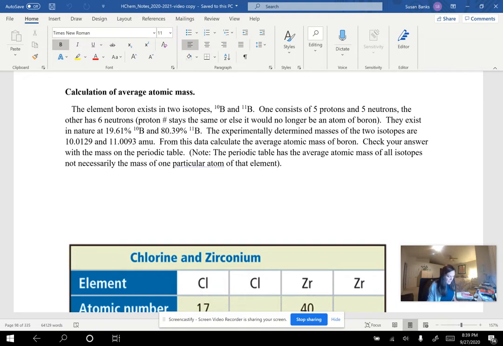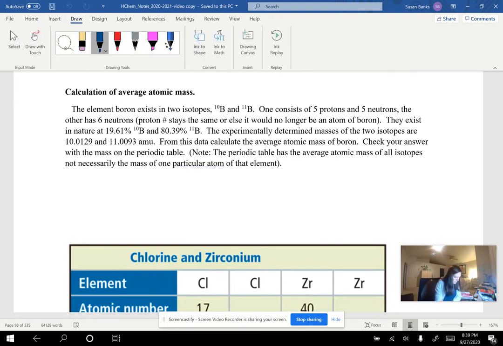Okay. The experimentally determined masses of the two isotopes are 10.0129 and 11.0093 AMU. Remember, AMU stands for atomic mass units. From this data, calculate the average atomic mass of boron. Check your answer with the mass of boron on your periodic table. Note that the periodic table has the average atomic mass number of all the isotopes, not necessarily the mass of one particular atom of that element.